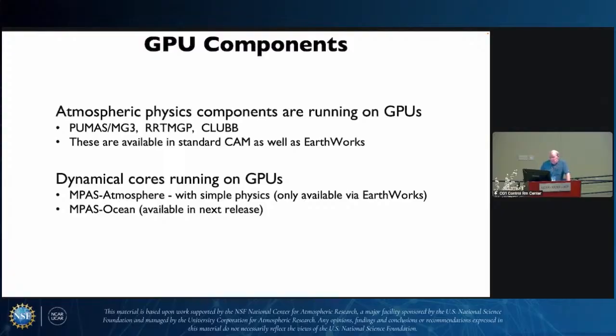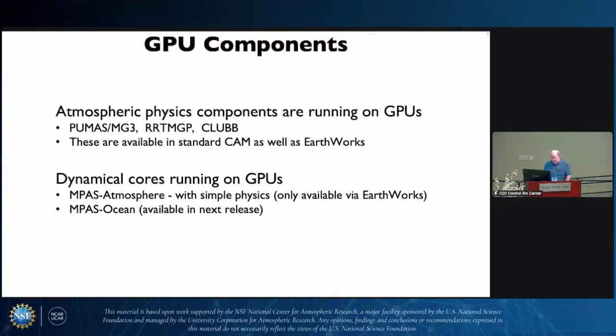We've also made quite a bit of progress with the GPU components of the model. So we have the microphysics, that's PUMA/MG3, running on GPUs. We have the radiation code running on GPUs, and we have CLUBB running on GPUs. And there's been a lot of work involved here to make this happen. And these are now optionally available in the standard CAM as well as in EarthWorks.